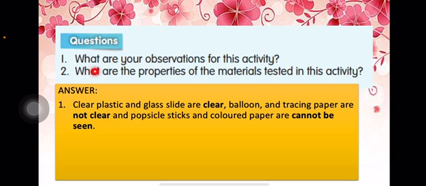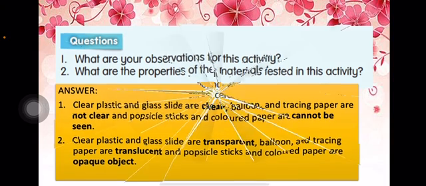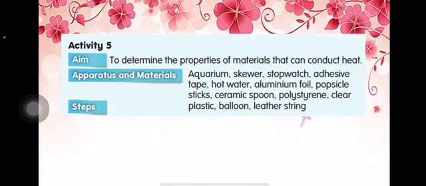So what are the properties of the material tested in this activity? Clear plastic and glass slide are transparent. Balloon and tracing paper are translucent. And popsicle stick and color paper are opaque objects. So these objects have their own properties of material. So what properties of material did you learn here? Transparent, translucent and opaque objects. Let's see Activity 5.